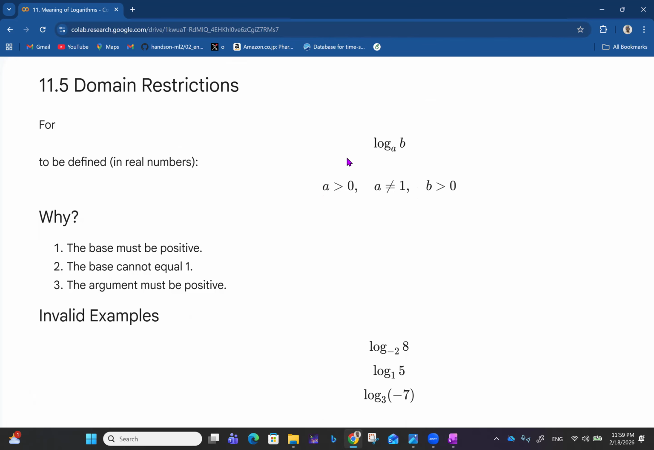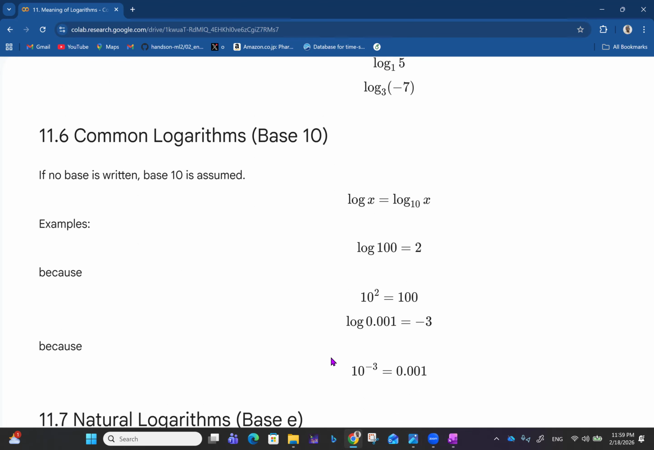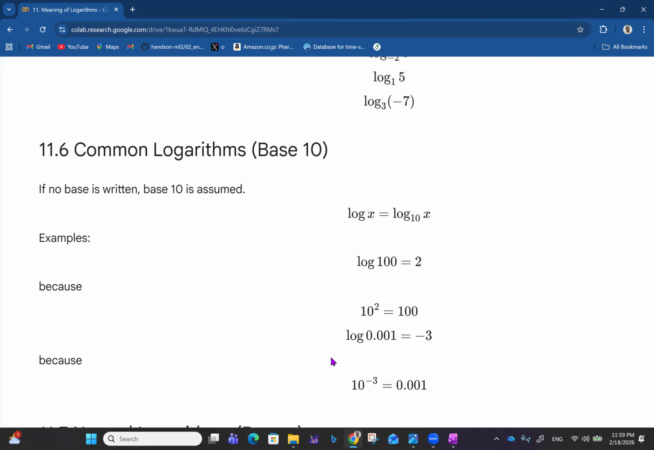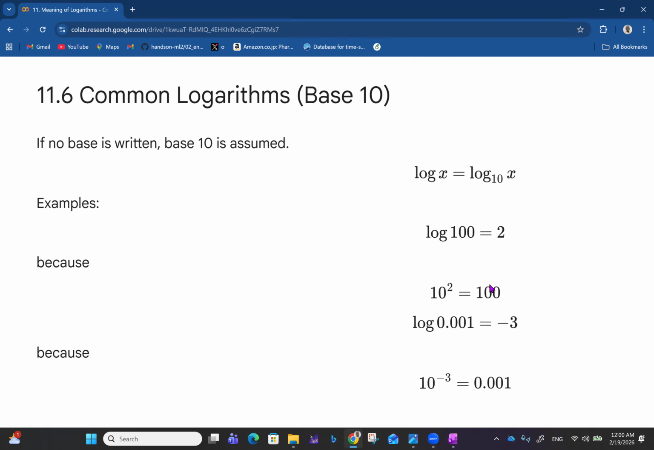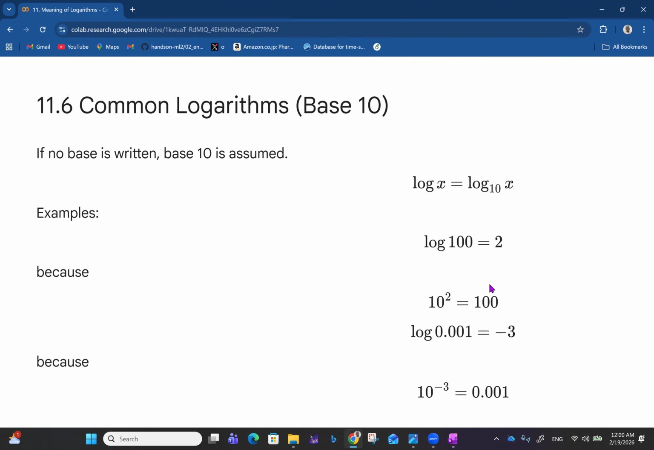Okay, so like that. Now we move on to the next. Now we have two main types of logarithm. I think I talked about that in a previous video. We have common logarithms, and common logarithms is simply logarithms to base 10. Logarithms can be to any base at all, but we have some special logarithms like logarithms to base 10. If no base is written, for instance, base 10 is assumed.